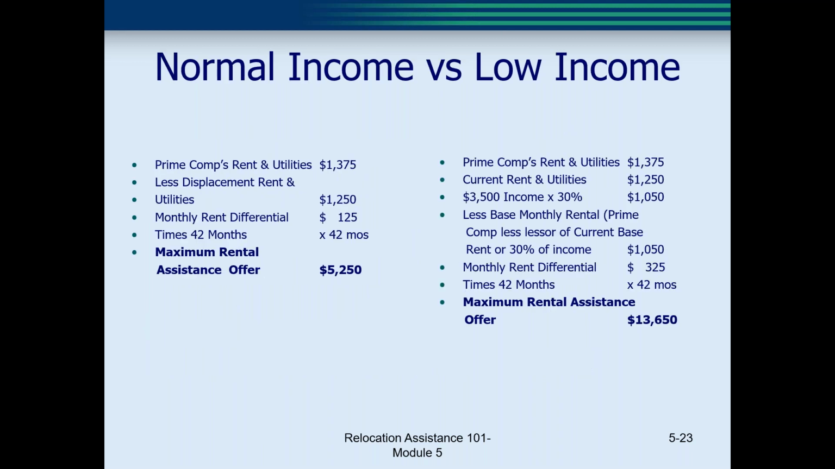So let's look at these side by side. And when you're talking with a tenant and they're saying, well, I don't want to give you my income, look at the difference that it makes. $5,250 versus $13,650. But it's their option. Sometimes even when you explain this, they still won't give you the information.